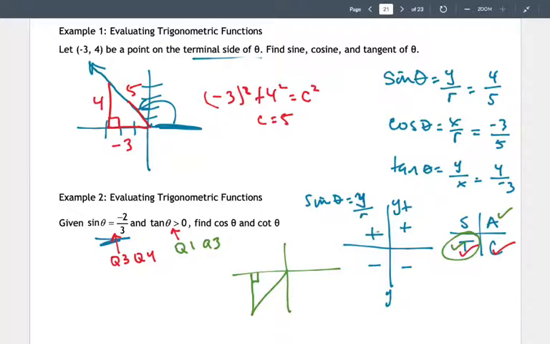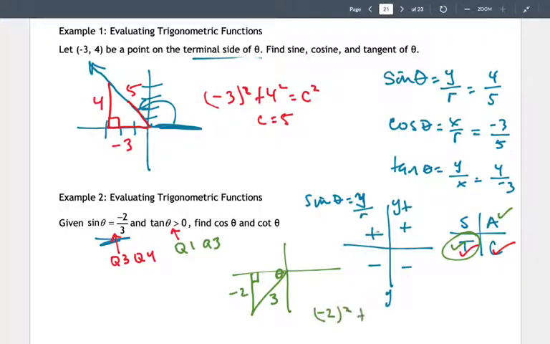Again, you make the perpendicular side with the closest x-axis. This is your reference angle right here. This is your theta. You're told that sine is -2/3, so the y value will be -2. The hypotenuse will be 3. So now you need to do Pythagorean theorem to figure out what the x value is.